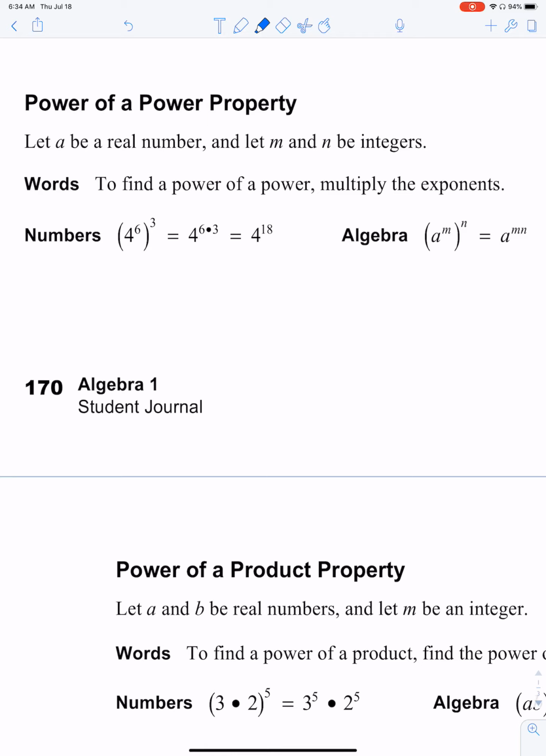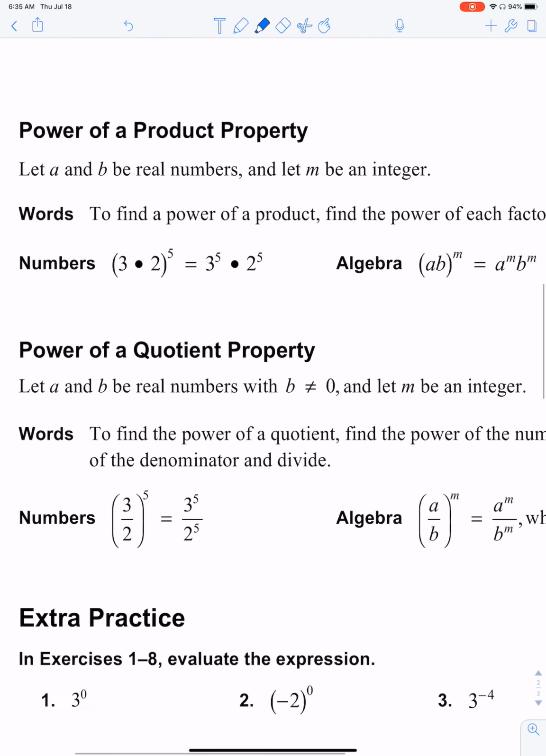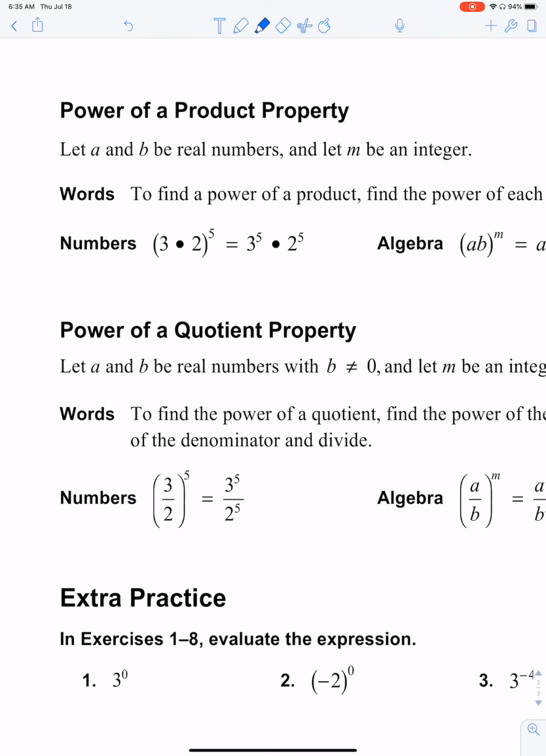The power of a power property. Here we have 4 to the 6th to the third power. When you have a power to another power, you can multiply those two powers to simplify it, so in this instance it would be 4 to the 18th power, 4 to the 6 times 3. So it's a power of a power property. Last, we have the power of a product property.